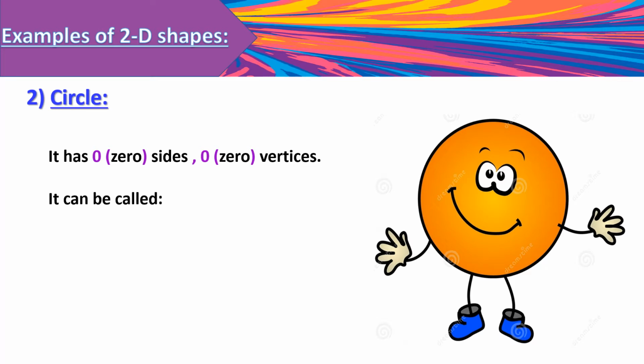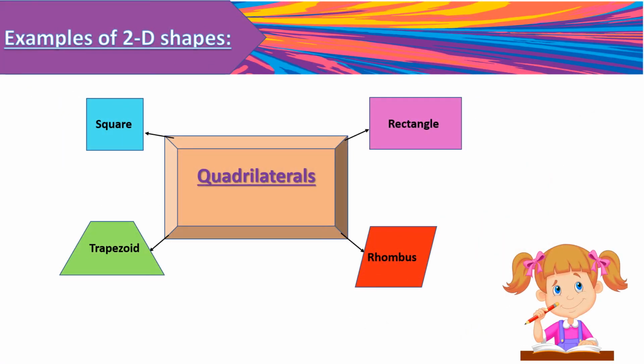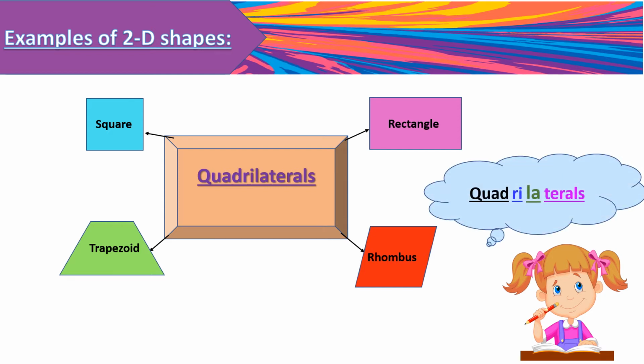It can be called Mr. Zero because it has 0 sides and 0 vertices. Now we have some shapes. They are called quadrilaterals. How can we pronounce this long word? We can get our scissors and cut this word into small syllables like this. Our colleague here tries to cut it.